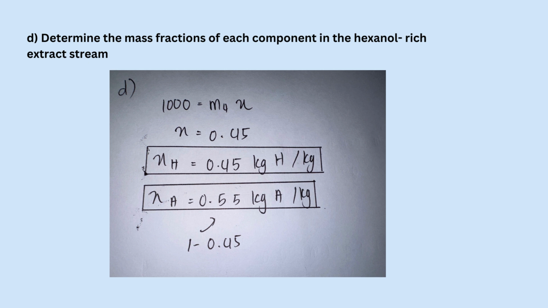For the last question, determine the mass fraction of each component in the hexanol-rich extract stream. So, we calculate with 1000 equal to M4 times X. And we can get X equal to 0.45. So, XH equal to 0.45 kg H per kg. For XA, we can get 0.55 kg A per kg. We get 0.55 from 1 minus 0.45.